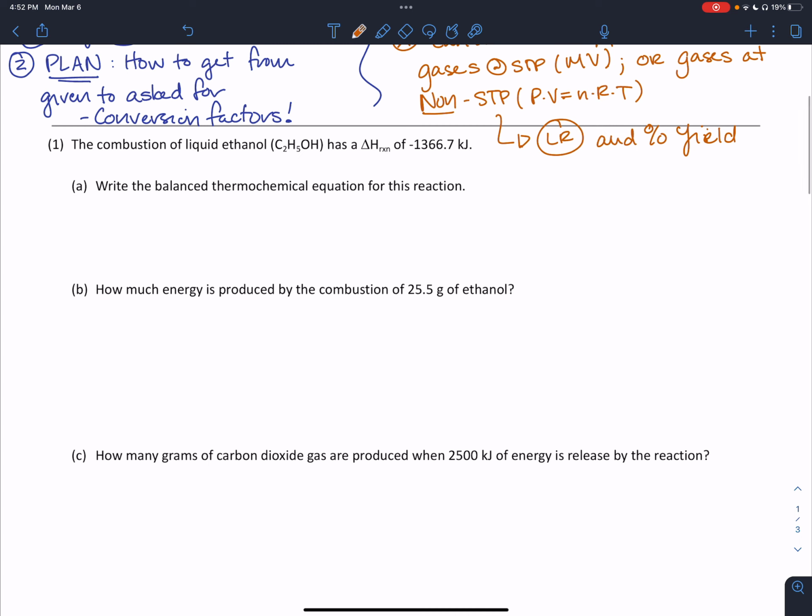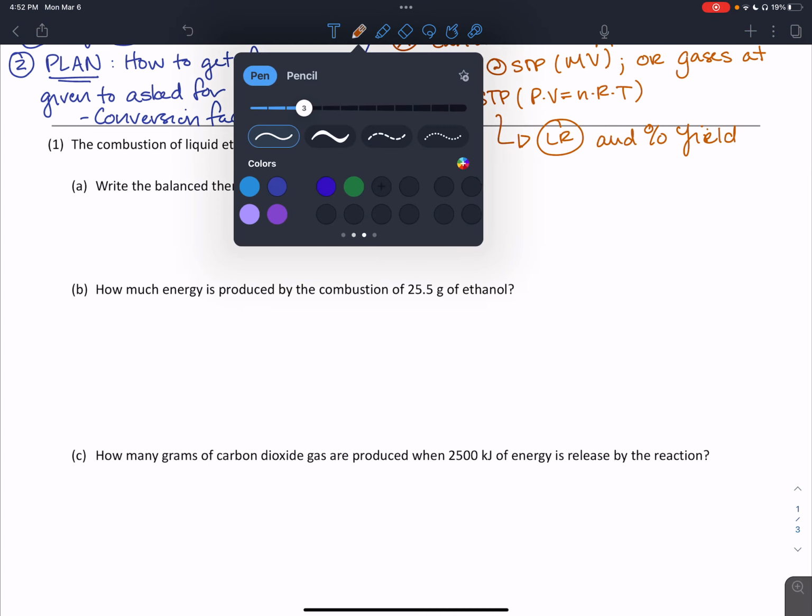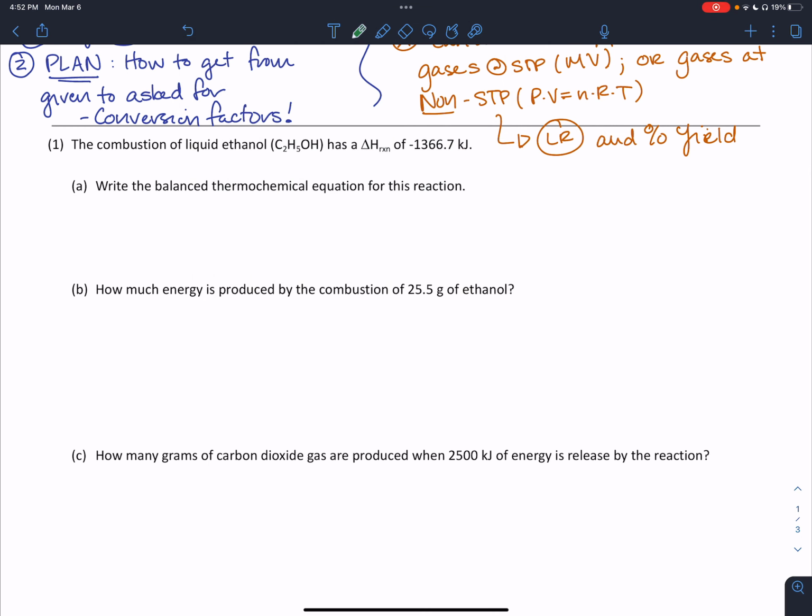So we're going to scroll down and look at this one. Let's pick a different color, that green. Okay. The combustion of liquid ethanol has a delta H of reaction of negative 1,366.7 kilojoules. All right. Write the balanced thermochemical equation for this reaction.